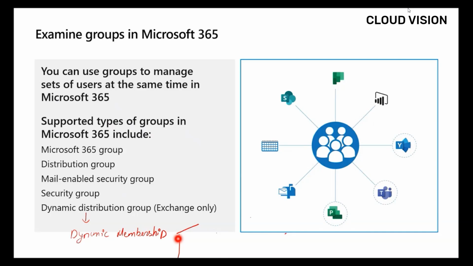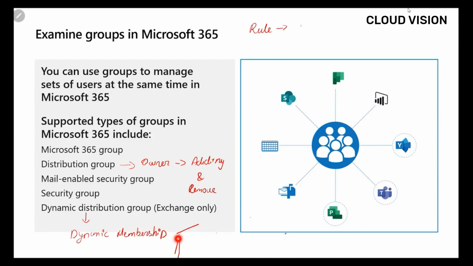So what is dynamic membership? In the distribution group, as a group owner, you would be responsible for adding and removing members. But a dynamic distribution list does not work like that. In a dynamic distribution list, the members will be added or removed based on a dynamic query, or what we call a rule. So members will be added based on certain user attributes that you have defined in the rule.